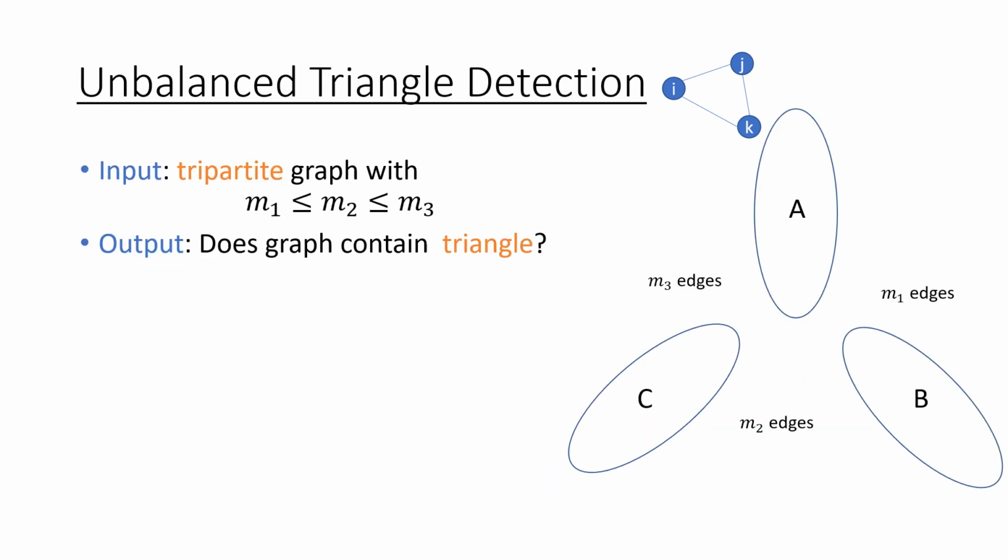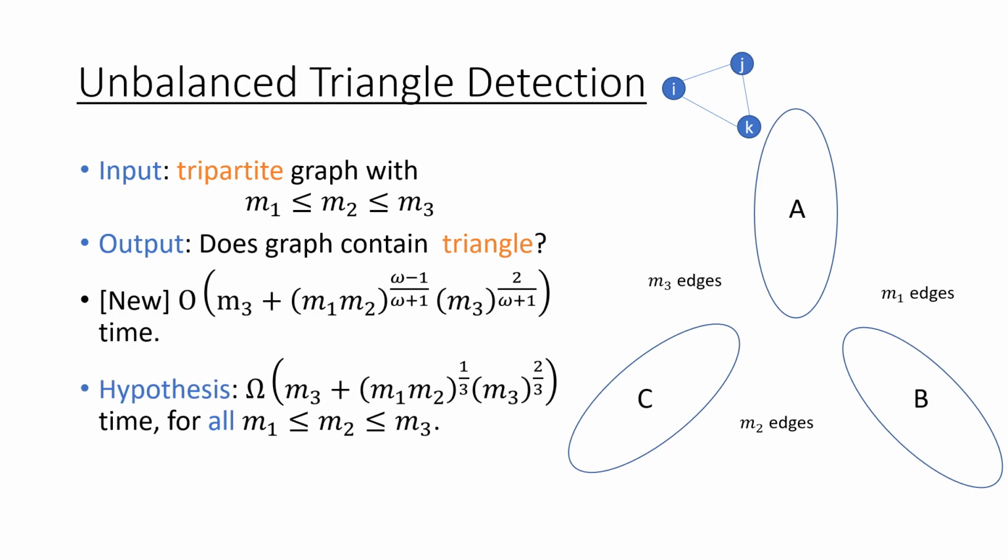This leads us to the problem of unbalanced triangle detection, where the input is a tripartite graph where the number of edges between different sets that define the partition of the graph can be different. In particular, if m1 is the number of edges between A and B, m2 is the number of edges between B and C, and m3 is the number of edges between C and A, then we assume without loss of generality that m1 is at most m2, which is at most m3. The goal is still to establish whether this graph contains a triangle or not.